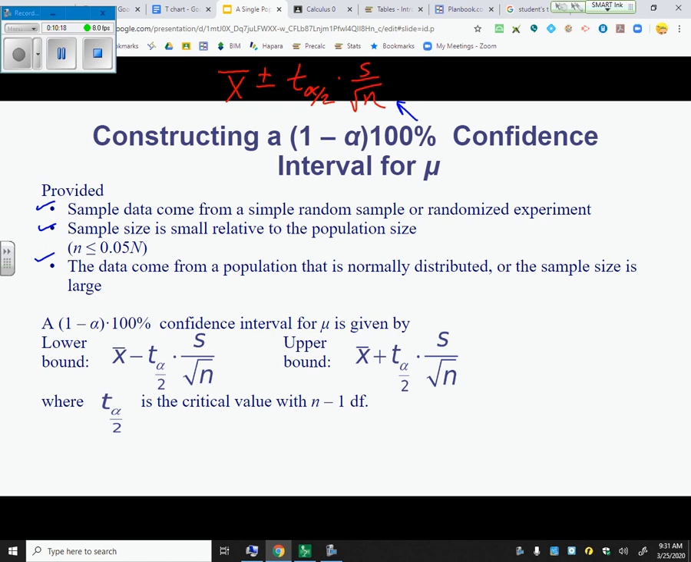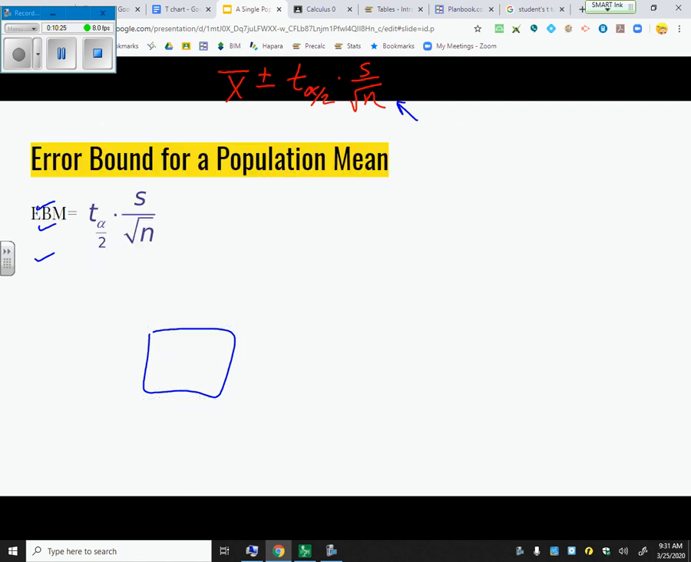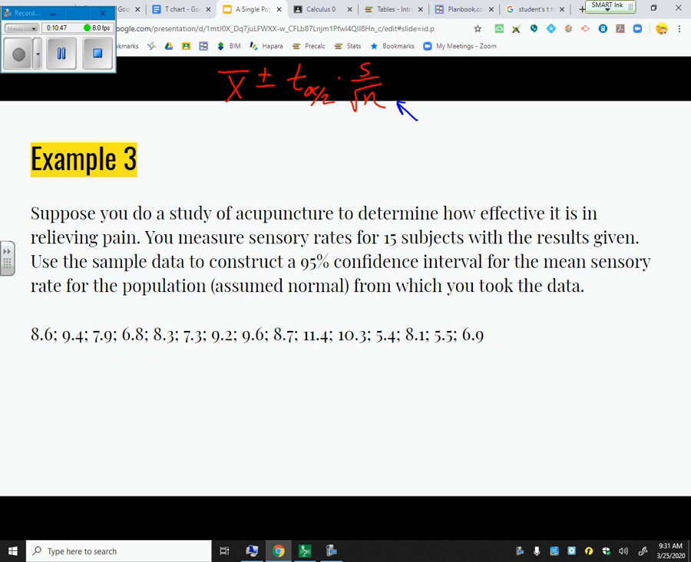Now, your book likes to hit hard on the error bound, okay? The part that comes after the plus or minus right here, that is what they're going to be calling the error bound for the population mean. All right, so if you want to break that part down, we can. I'm just going to do everything together like we did, and I might come back and talk about the EBM after this first example. If not, I just want to hold on to that, and we'll use it later in this video. So let's go back to our acupuncture people.